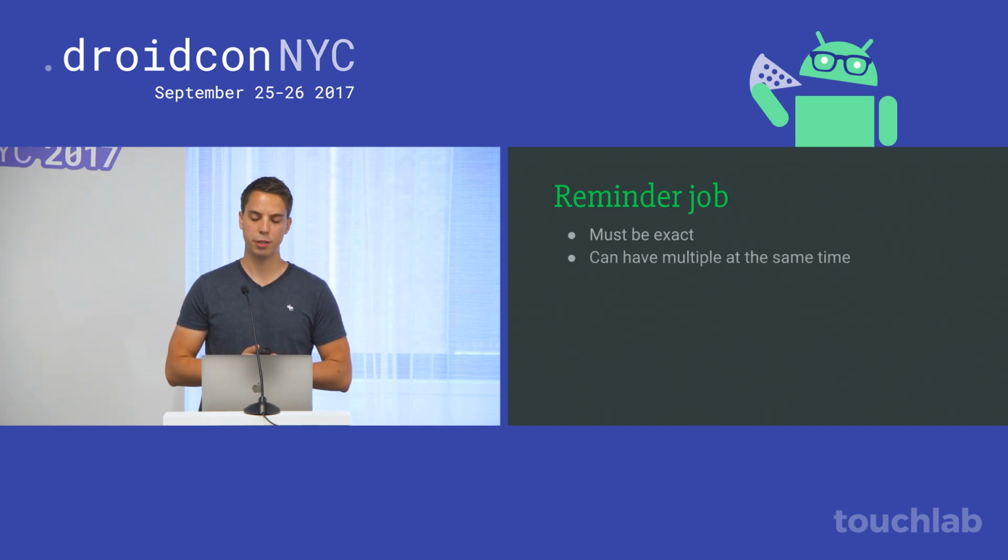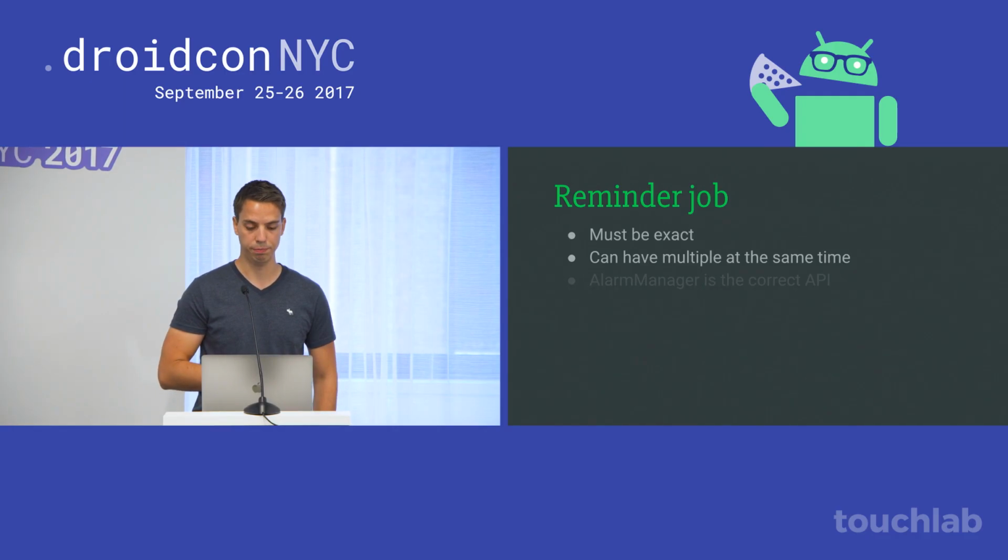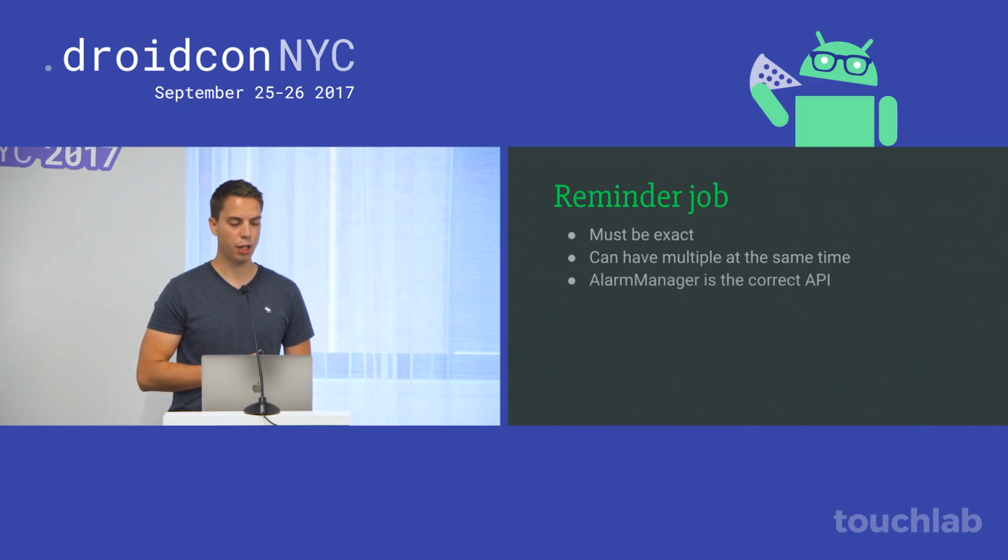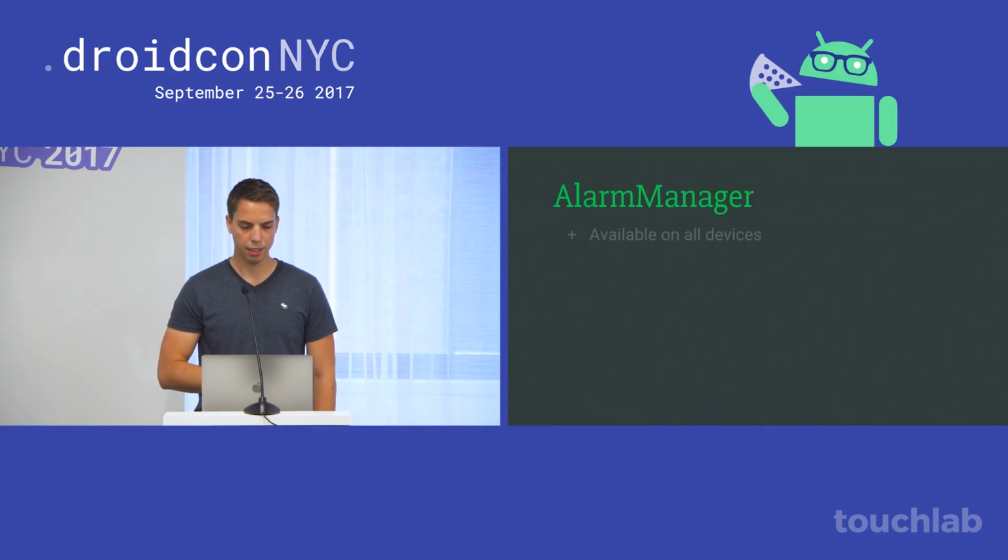Then we can have multiple of them at the same time. So the user can create 4 reminders, and then we need to have 4 reminder jobs also. And for this, we only have one API, and that's the Alarm Manager. So let's start with this.